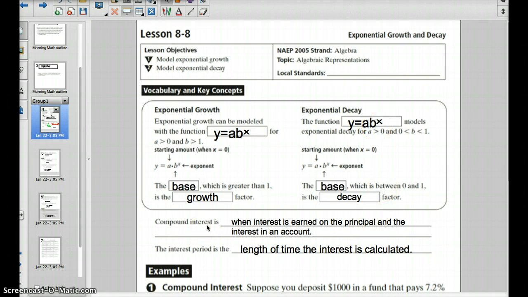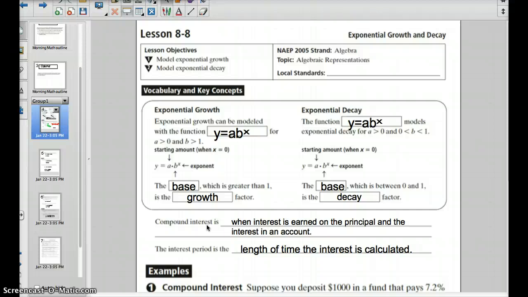Compound interest. Compound interest is the interest earned on the principal as well as the interest. So if you're earning interest on the interest, and then the interest period is the length of time the interest is calculated. Now, one important note, if you are given an interest rate, okay, unless otherwise stated, you have to assume that it is an annual rate.